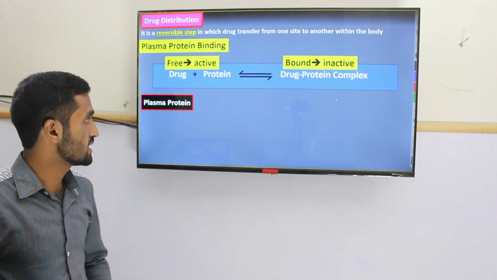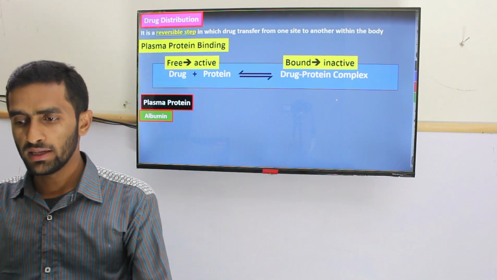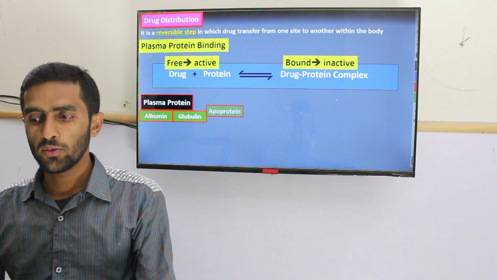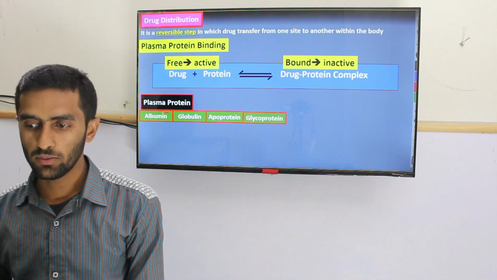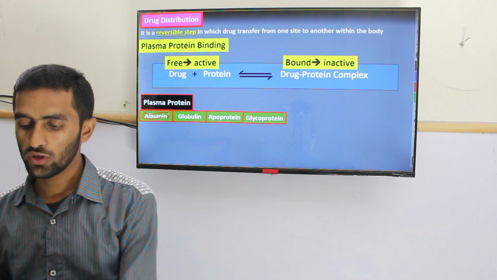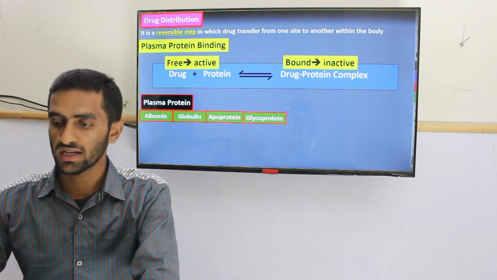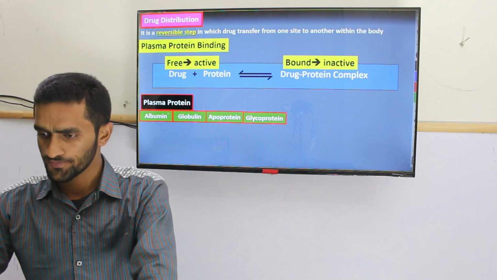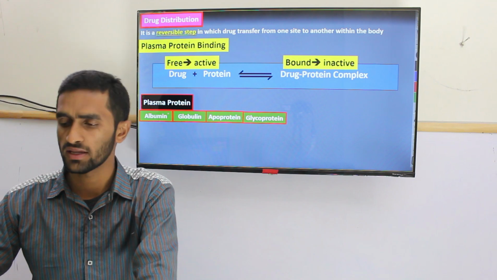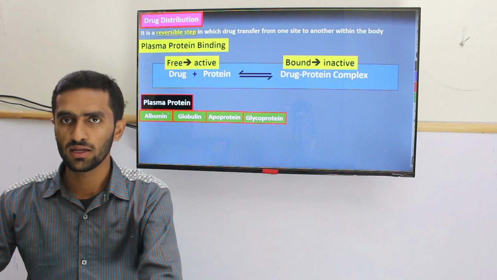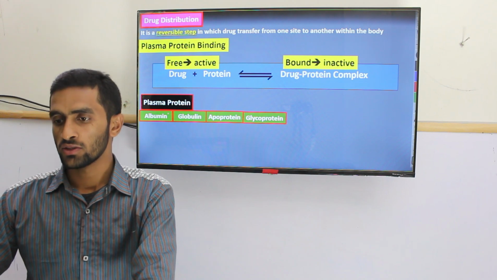Now, what are those plasma proteins? You are of course thinking of albumin, globulin, apoprotein, glycoprotein. But the major one is albumin, because more than 50% of plasma protein is albumin, so your drug is bound to albumin, simple. Globulin, apoprotein and glycoprotein are especially for lipophilic drugs, or you can say drugs of steroid nature.